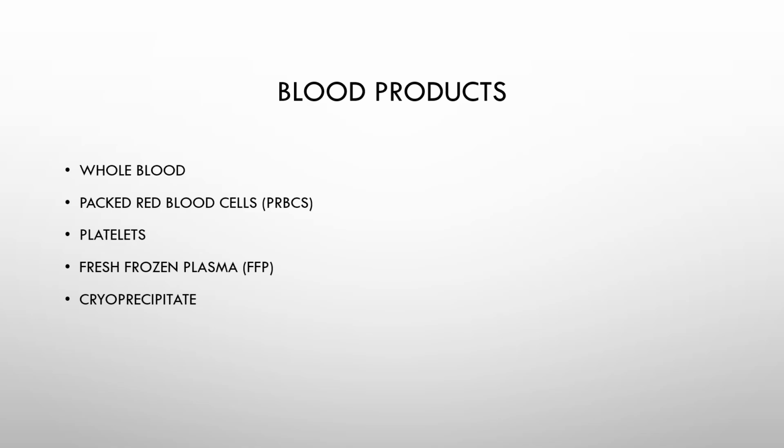Patients will be typed and crossed, so we'll check them for their blood typing, A, B, O, or AB. And then also they have an antigen response. So that's our AB positive, A positive, B positive, O positive patients. And then go from there. So we are only trying to give them compatible blood products so we don't get some sort of hemolytic reaction.